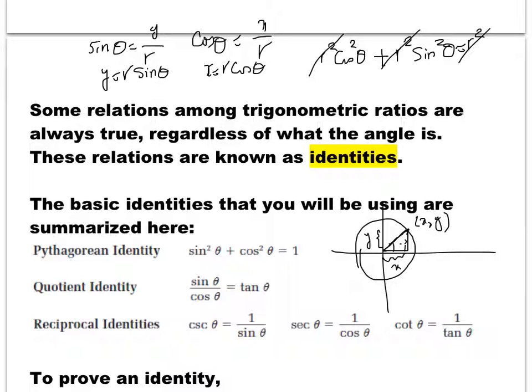So remember this one. Now this identity can be written in different ways. I can write that sine squared theta is 1 minus cos squared theta, or cos squared theta is 1 minus sine squared theta, which all comes down to sine squared plus cos squared is equal to 1.